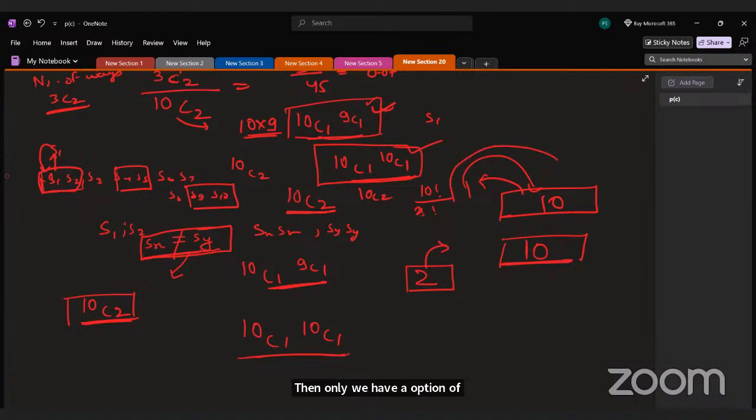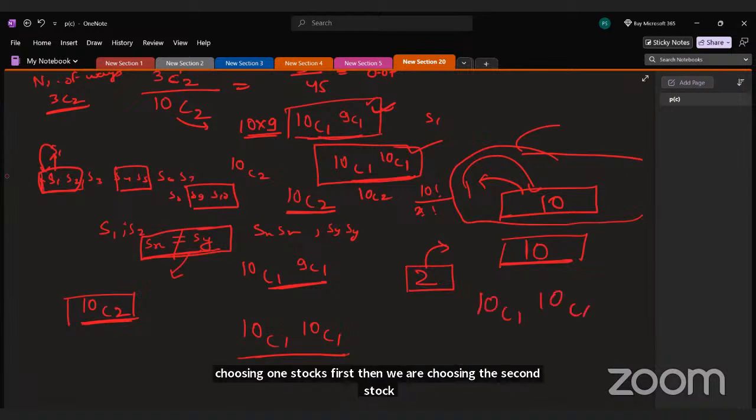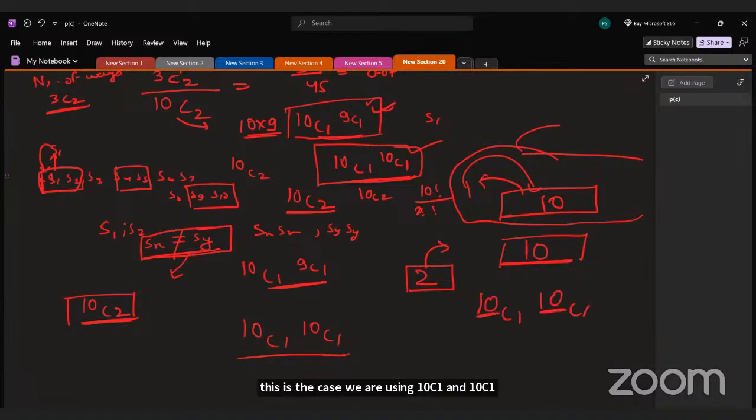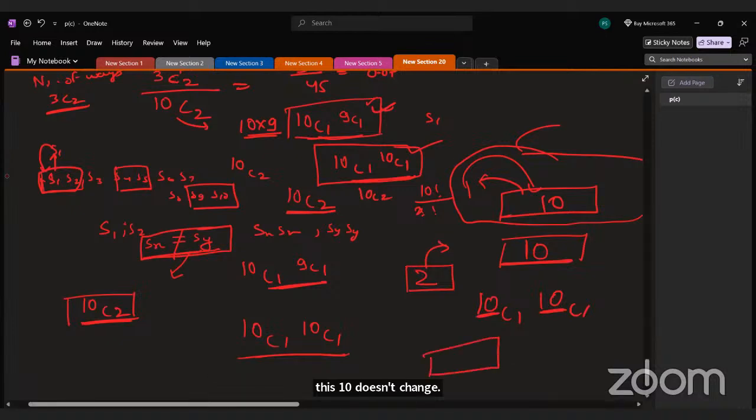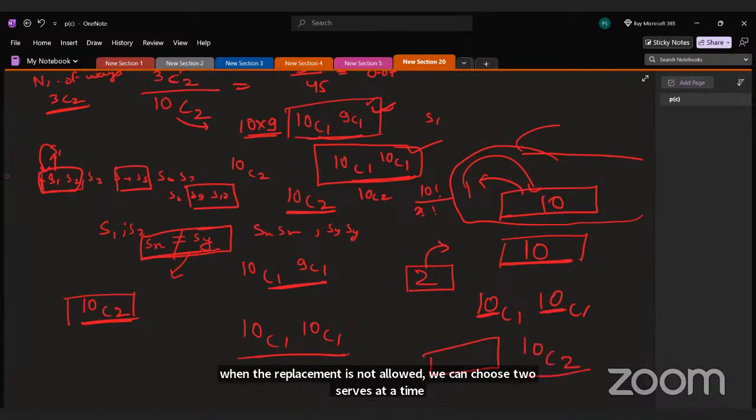So this is a case of non-simultaneous, like we are choosing one sock first, then we are choosing the second sock. This is the case where we are using 10C1 and 10C1. Here the sample space, this 10, doesn't change. But when the replacement is not allowed, we can choose two socks at a time, and so we can do 10C2 only, and it will be correct only.